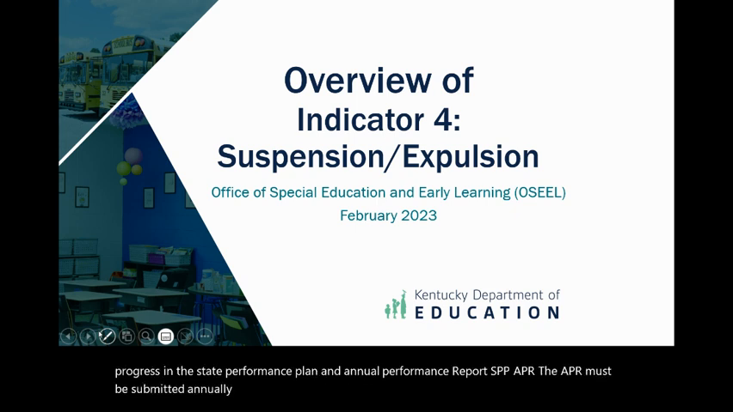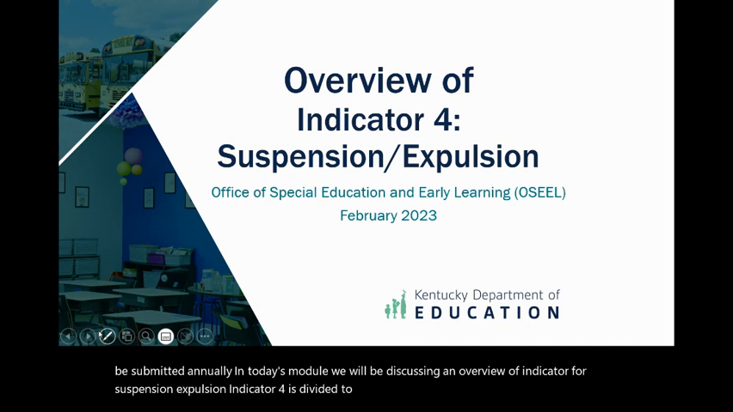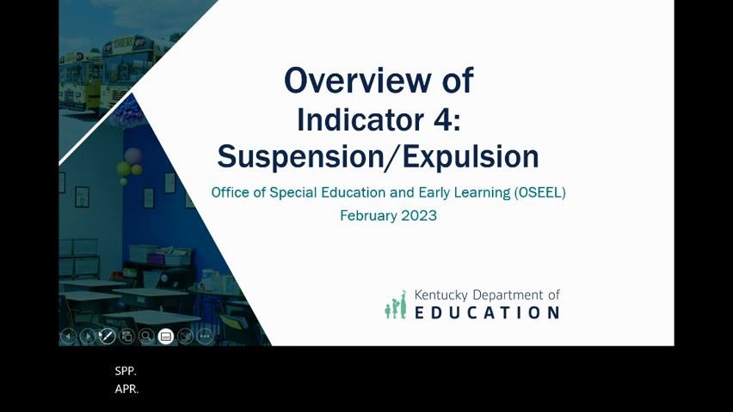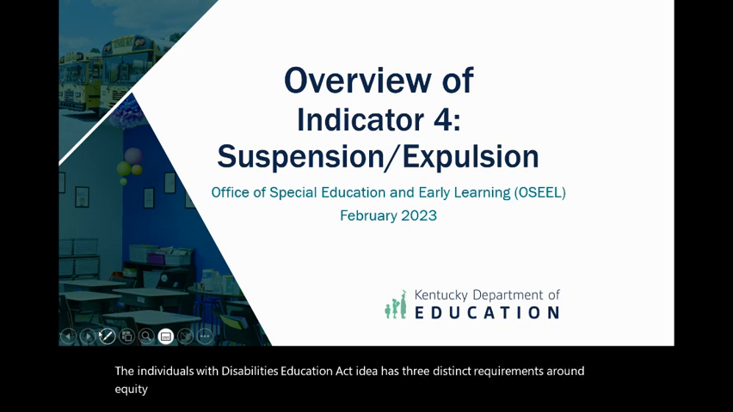In today's module, we will be discussing an overview of Indicator 4, Suspension, Expulsion. Indicator 4 is divided into two subgroups, 4A and 4B. Both are part of the SPP APR. The Individuals with Disabilities Education Act, IDEA, has three distinct requirements around equity: disproportionate representation, indicators 9 and 10, and significant discrepancy, indicator 4A and 4B.